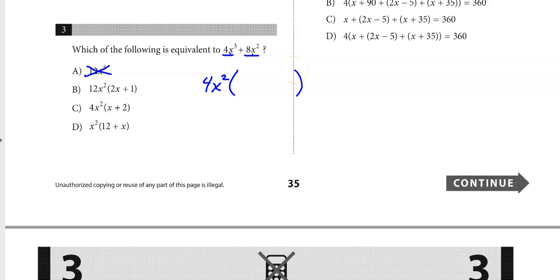And then I'm going to do the opposite of the distributive property. I'm going to ask myself, 4x squared times what will give me 4x cubed? So that would be x. And then I ask myself, well, 4x squared times what will give me 8x squared? Well, that'll be 2. So it looks like that matches up with part C here. If you do any of the other options, it's not going to come out to be the same exact expression. So that was just factoring using GCF.